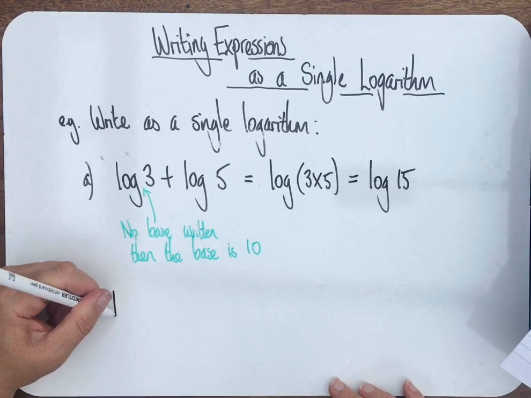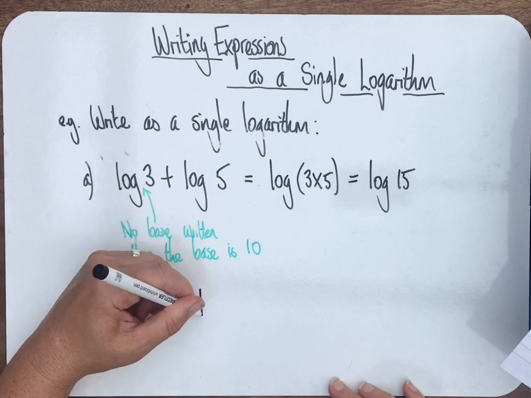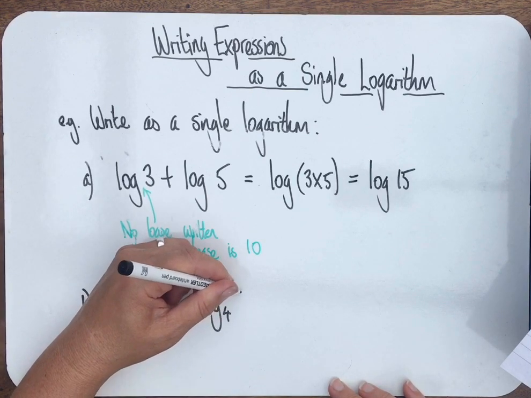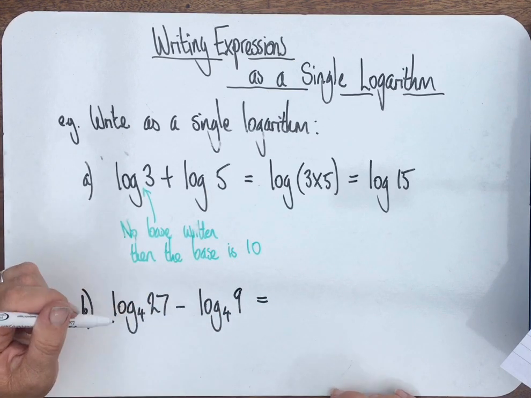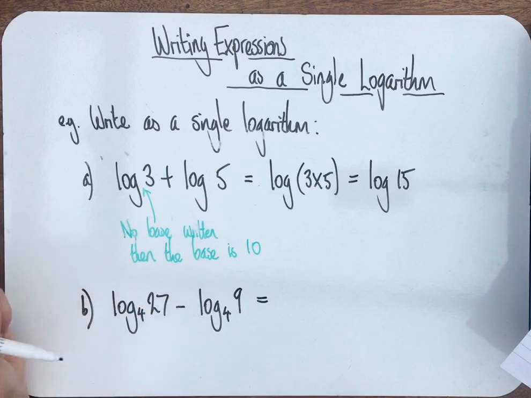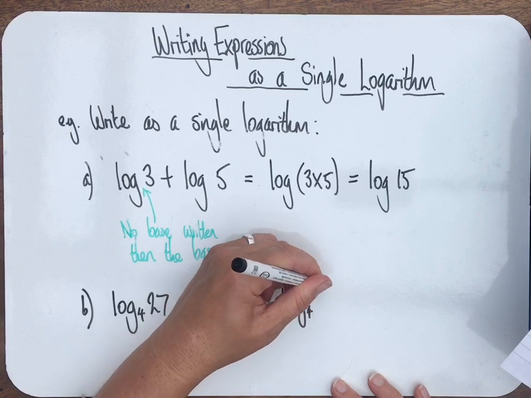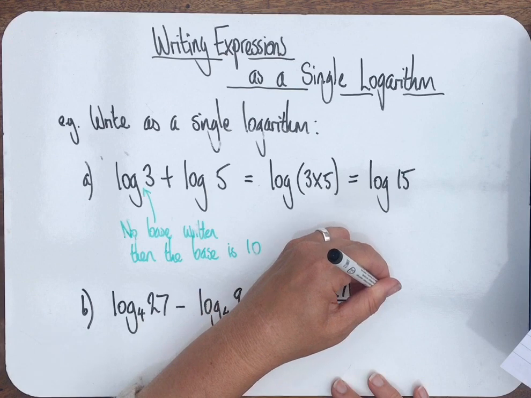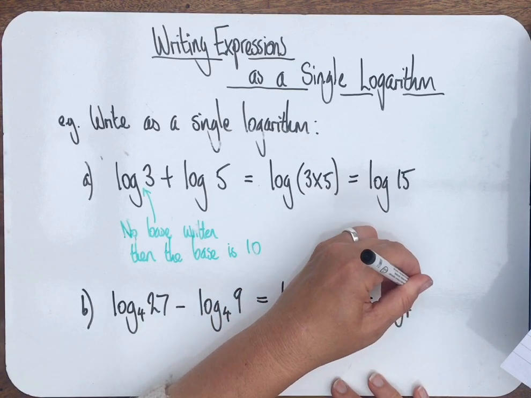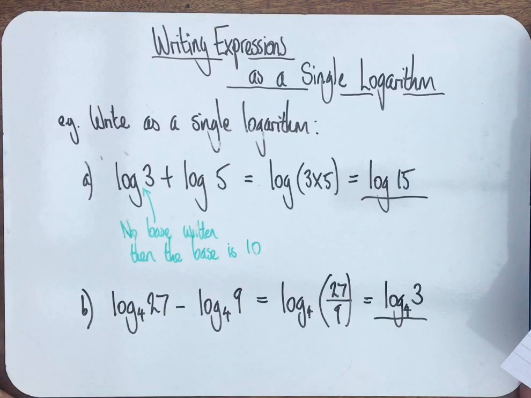I'll do another. So log to the base 4 of 27 minus log to the base 4 of 9. So the bases have to be the same, and then log A minus log B is log of A divided by B. So that's equal to log to the base 4 of 3. So there's the first two. Just get another board.